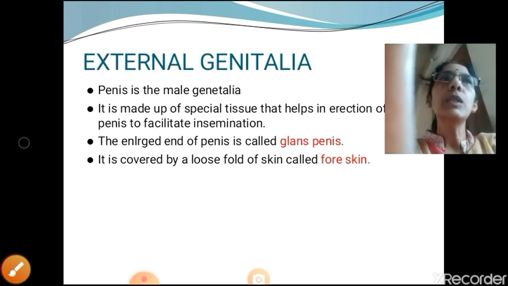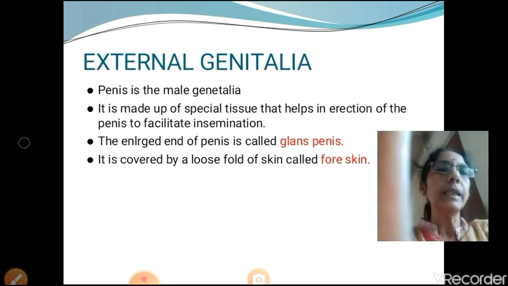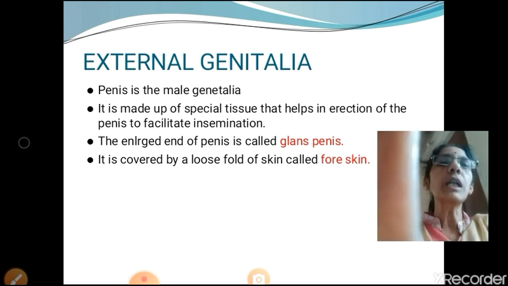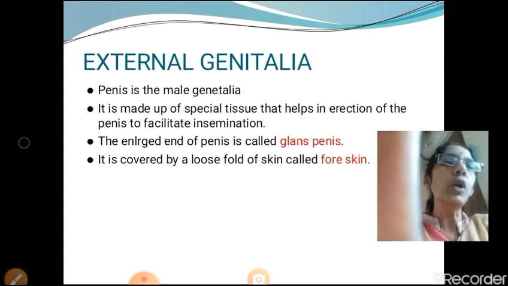Now the next one is the external genitalia. The penis is the external genitalia. It is made up of special tissue that helps in erection of the penis and to help in insemination. The enlarged end of the penis is called the glans penis. It is covered by a loose fold of skin called foreskin.